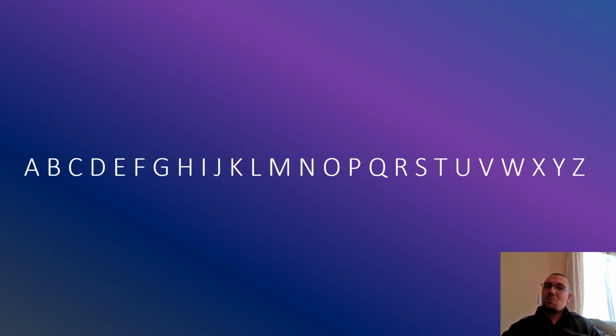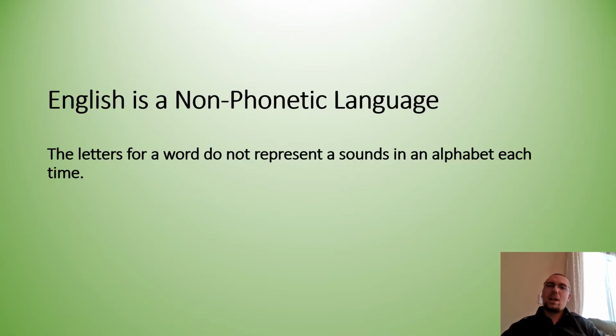However, what's more important is that you realize that this is not an accurate representation of written English at all, and I'll explain to you why that is. English is considered a non-phonetic language. What that means is that a letter from a word does not represent a sound in the alphabet every single time. So it's not like Spanish where you can literally read what it is that you are reading and the word will be represented by the letters every single time.